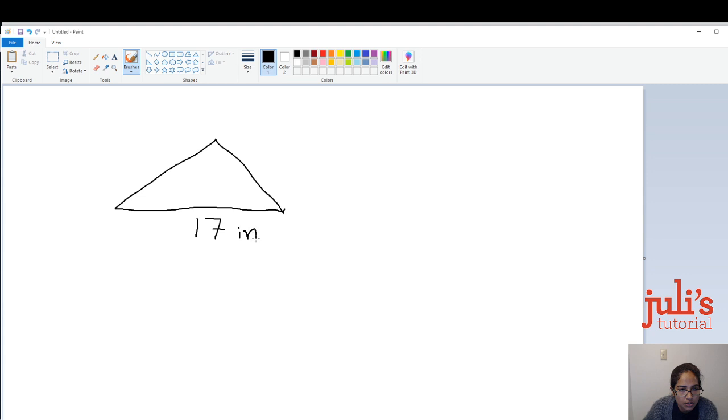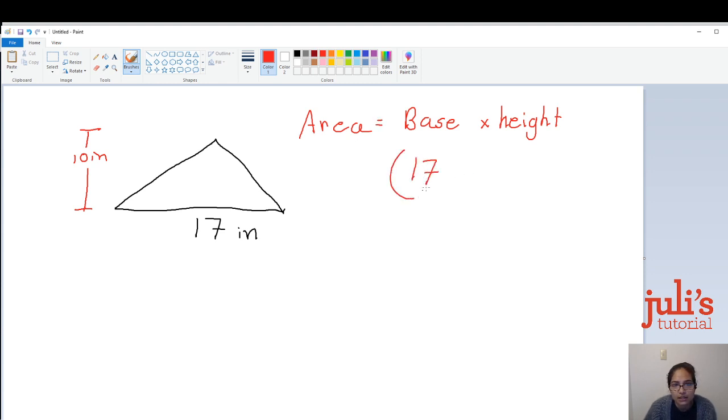This is 17 inch, and the height is 10 inch. Okay, so now my area is going to be base times height. Base is 17, times it by the height, which is always the side that's standing up, 10. We got 170 divided by 2.